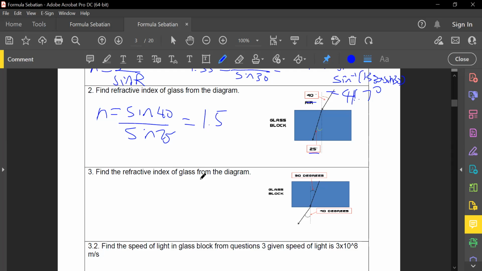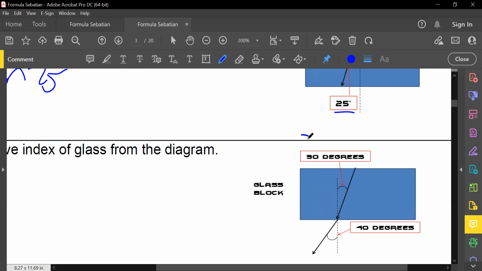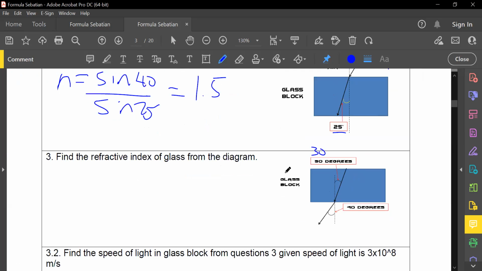Find the refractive index of the glass from the diagram. I had a lot of common problems with this question, guys. This is 30 degrees, by the way. It's not 50. Did you see it as 50? Which is definitely wrong. Refractive index is not supposed to be smaller than 1, guys. So from here, yet again, you're supposed to use sine 40 divided by sine 30. If you press this into your calculator, you'll get 1.3 as your refractive index, guys.